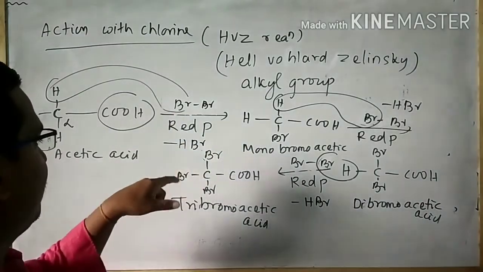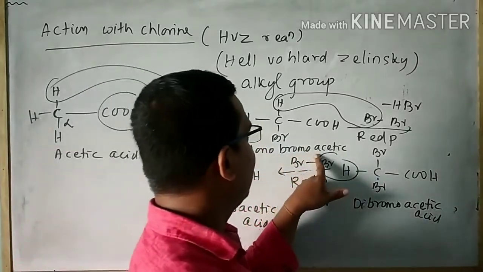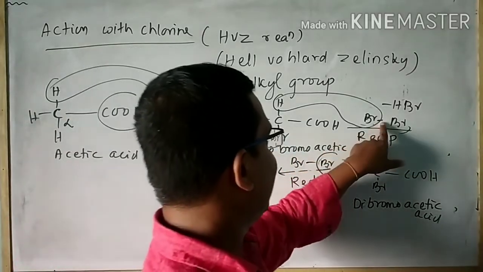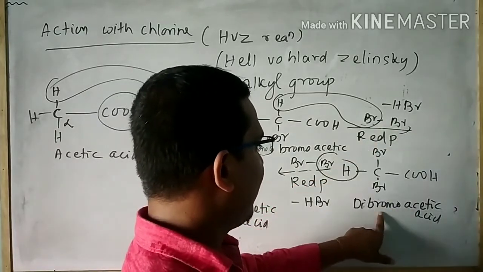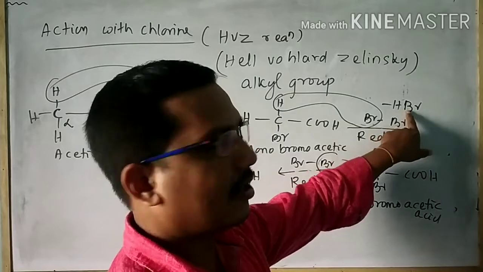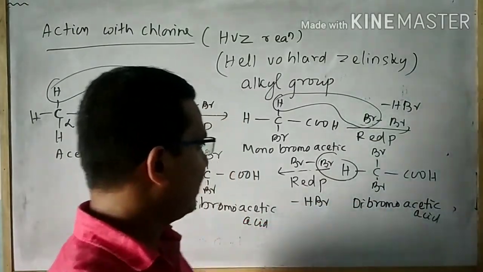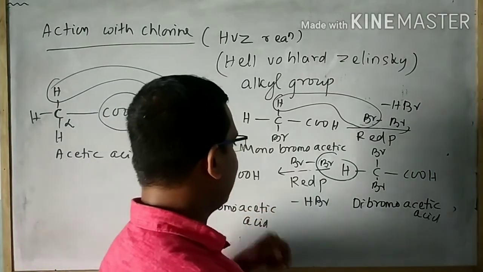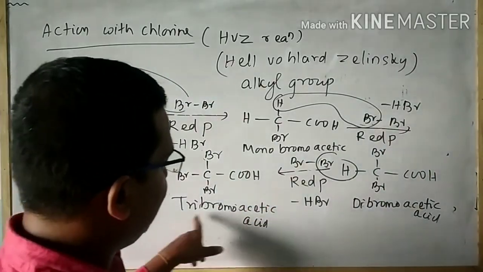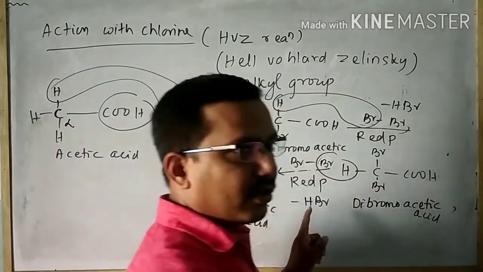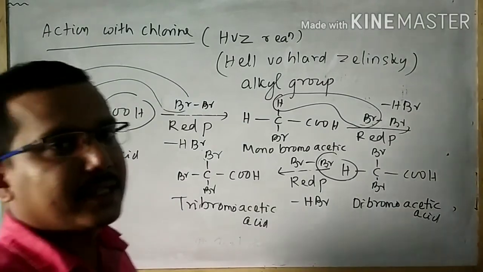There is a loss of one HBr molecule and it forms monobromoacetic acid. Then monobromoacetic acid again reacts with the bromine in the presence of red phosphorus to form dibromoacetic acid by the loss of one HBr molecule. Again dibromoacetic acid reacts with bromine in the presence of red phosphorus to form tribromoacetic acid. There is a loss of one HBr molecule. This is all about your HVZ reaction.